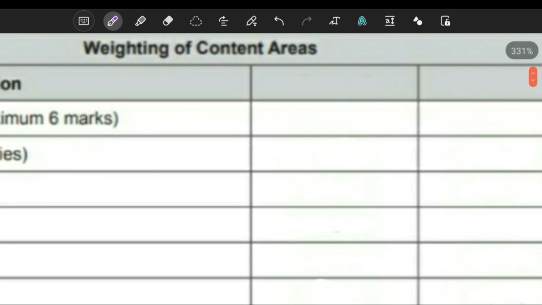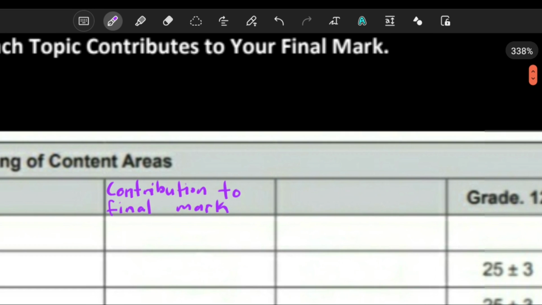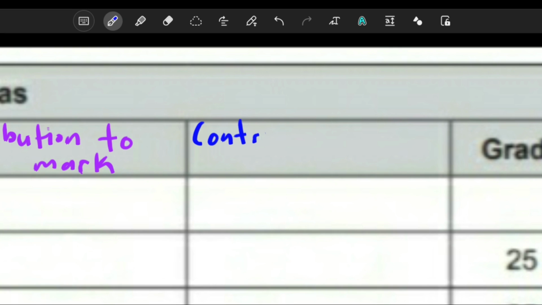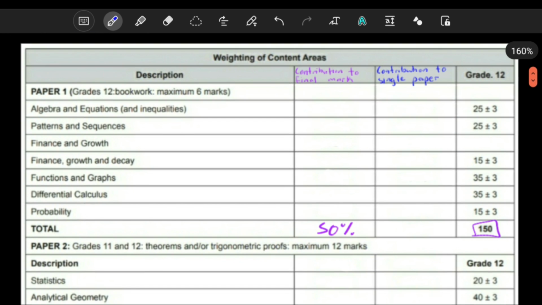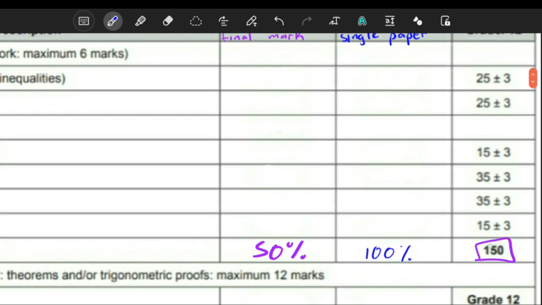Now, the big idea here is in this column, we're going to put the contribution to entire mark. And then here we're going to say contribution to single paper. Okay, so simply put, we already know that in this column here, 150, this is like 100% of the entire paper, right? And then 25 out of 150 as a percentage, we can basically put that as 16.5%. Another 25, roughly 16.5%. This is an estimate, you see.